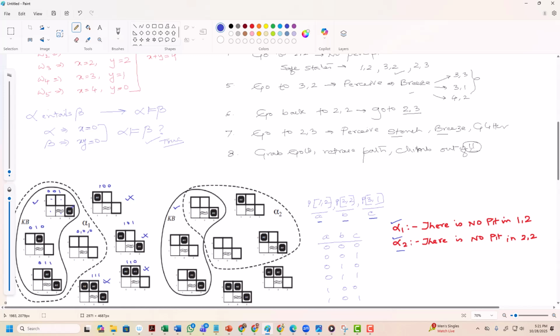In every model in which the knowledge base is true, alpha 1 is also true. Do you see that? Alpha 1 is what? There is no pit in 1,2. In this model there is no pit in 1,2, so alpha 1's model also holds. That means whatever is in the knowledge base, if the knowledge base is true, then alpha 1 is also true. So alpha 1 can be derived from the knowledge base. So we say that KB entails alpha 1.